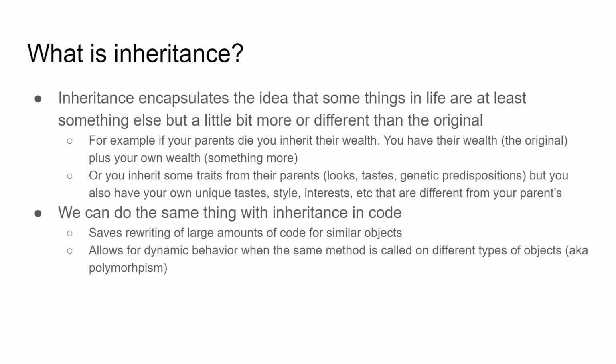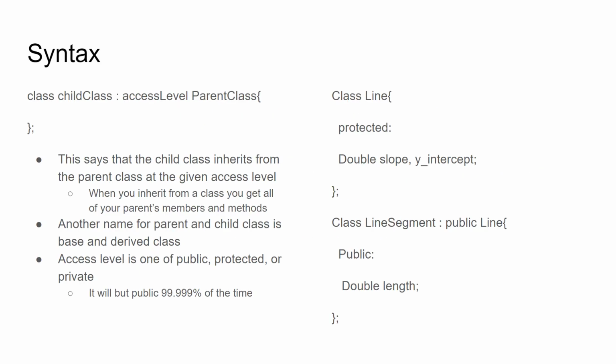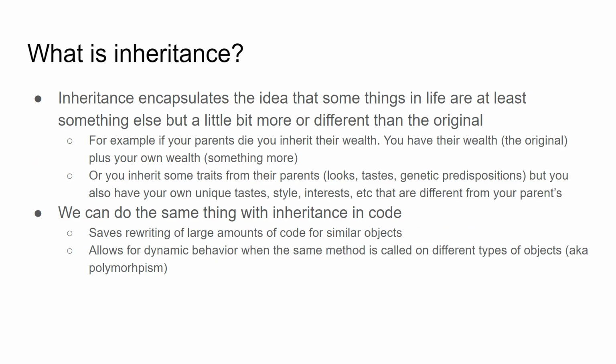So we can do the same things when we're writing our code with inheritance. This saves rewriting a large amount of code for similar objects, because if they're all supposed to do the same thing, you can just reuse the code from your parent class instead of having to rewrite it. It also allows for dynamic behavior. Again, all vehicles might have the ability to move from one location to another, but how they do that might be very different. That's the polymorphism part. Any questions about the high-level idea?